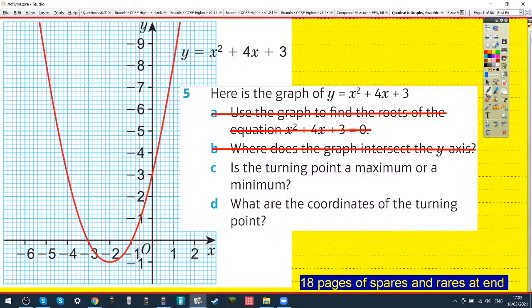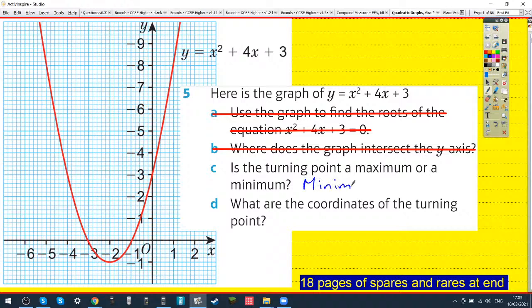Is it a turning point? A maximum or minimum? Is it a minimum? Yeah, minimum. Minimum. Okay.